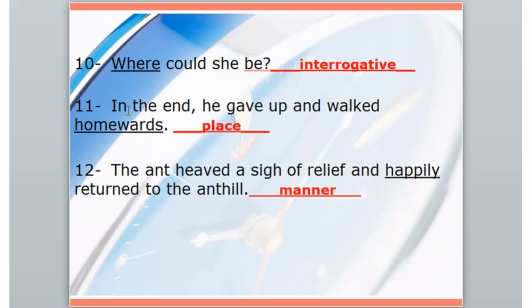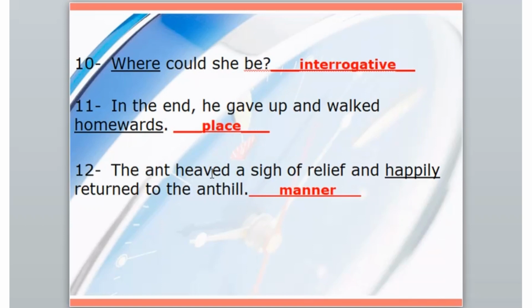Number 11. In the end, he gave up and walked homewards. Where did the spider go? Homewards. Homeward means towards home. So underline homewards, and this is an adverb of place. Okay. So students, underline homewards, and what will you write in the blank? Place. Now let's come to number 12.